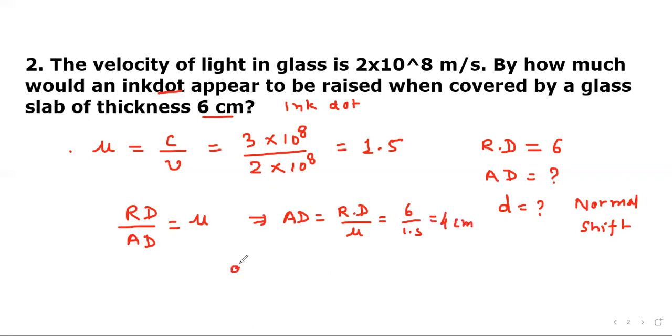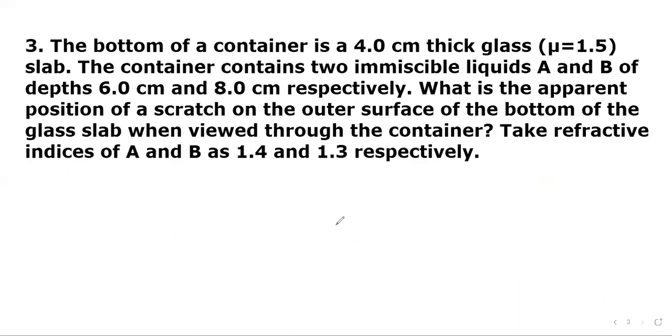Now, normal shift is real depth minus apparent depth. Real depth is 6 and apparent depth is 4. So it will be 2 centimeter. Let's go to the next question.